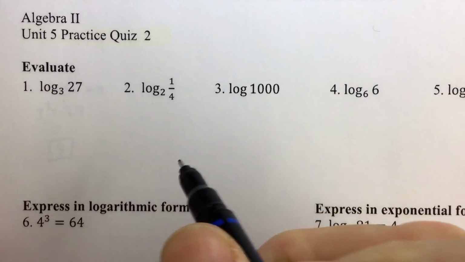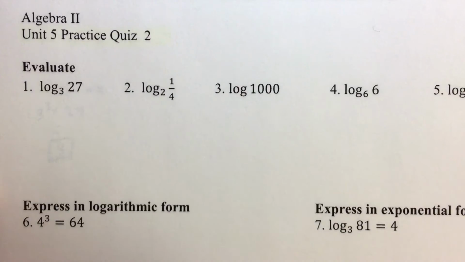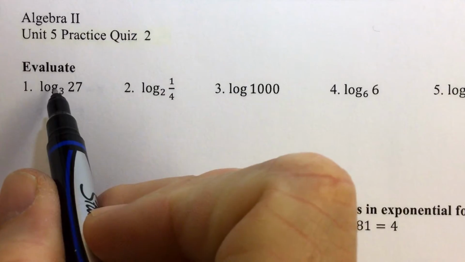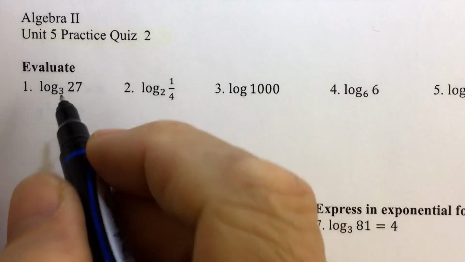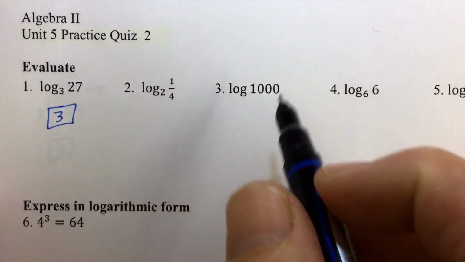Unit 5, Practice Quiz 2. First 5 problems, we're evaluating the logarithmic expressions, and we remember a log is an exponent. And so we think, what exponent do we have to raise 3 to get to 27? Well, that's 3, because 3 cubed is 27.